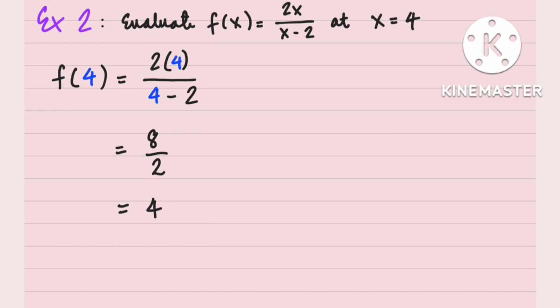So we'll have 2 times 4 all over 4 minus 2. So our numerator will be 8, while our denominator is 2. And 8 divided by 2 is equal to 4. Therefore, f of 4 is equal to 4.